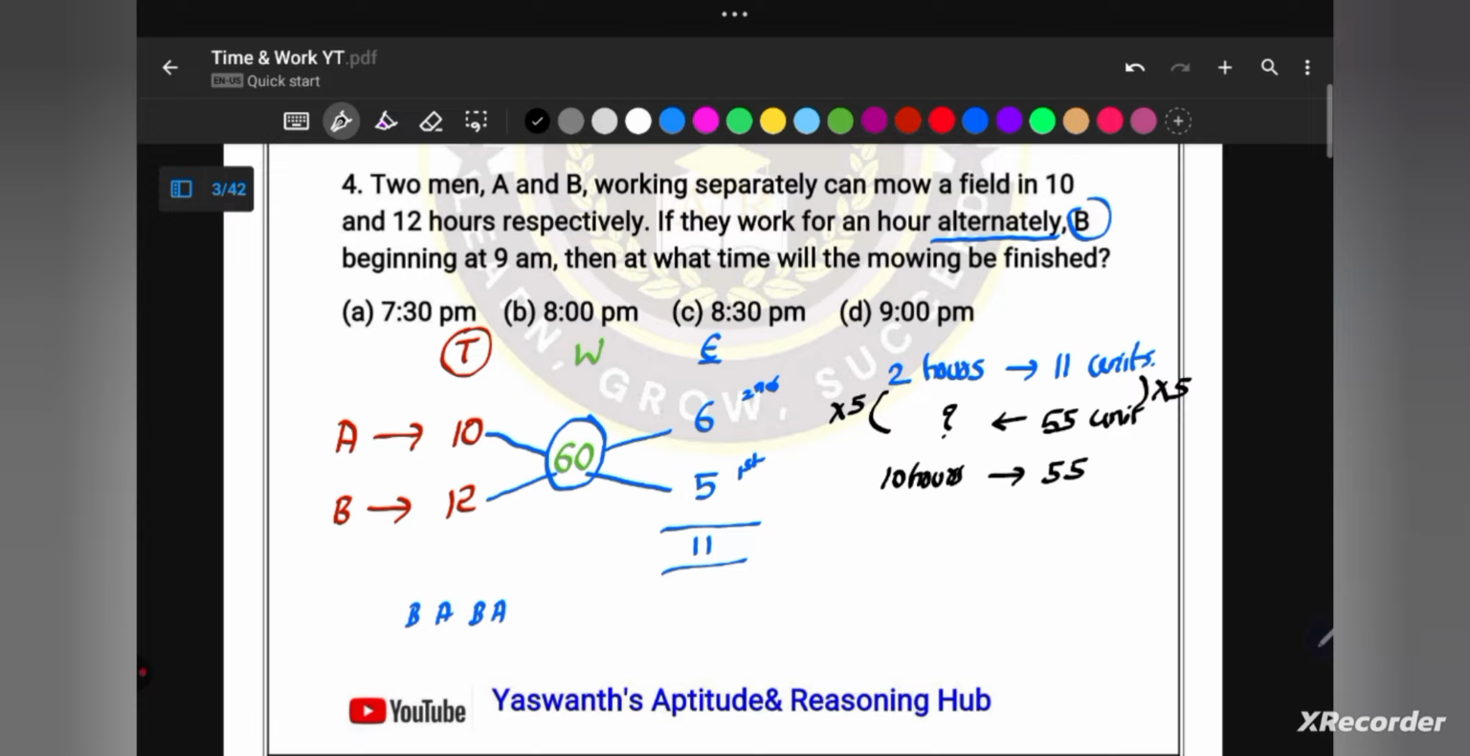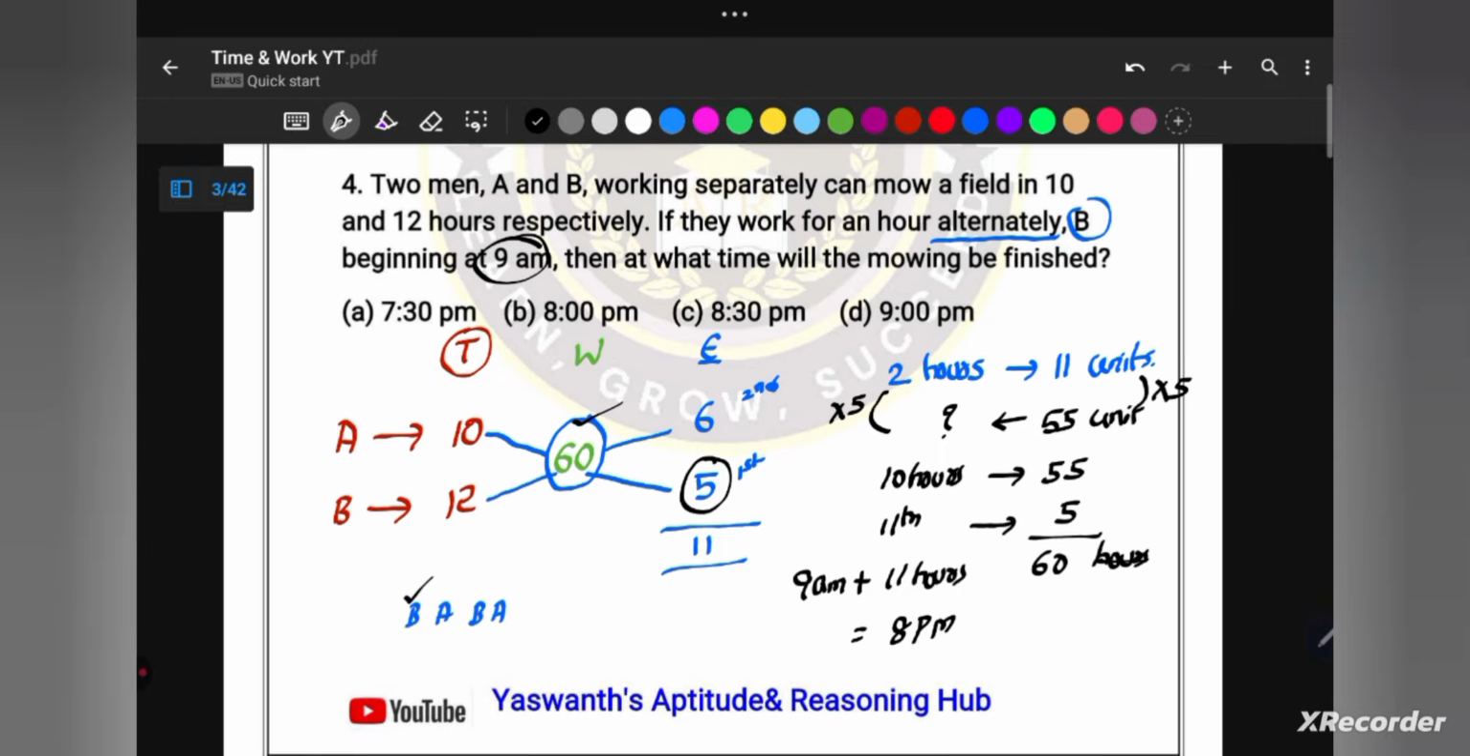In the 11th hour, who will be working? Again B. In 1 hour, he will be able to complete the 5 units of work. So total work done will be 60 units, which is our required task. So it will be taking 11 hours to complete the entire work. But the work started at 9 a.m. So 9 a.m. plus 11 hours means it will be 8 p.m. Option B.